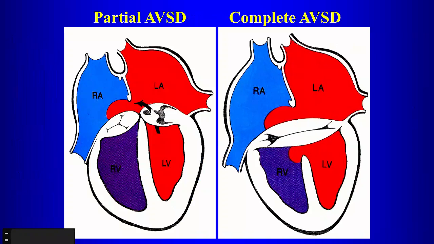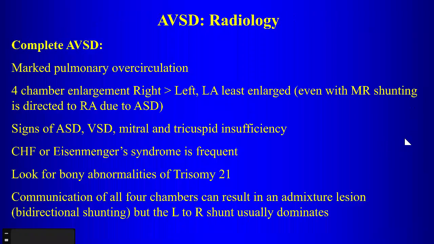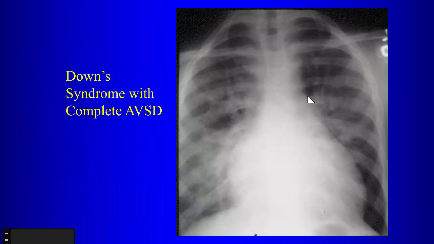Partial defects, because of the problems with the valve, can be associated with mitral regurg. Again, that gets out into the weeds, but just be able to recognize the complete endocardial cushion defect. With the complete defects, there's marked pulmonary overcirculation. Patients can develop CHF or Eisenmenger's, and bony anomalies, of course, are also associated with trisomy 21. Sometimes, because of communication of all four chambers, you can actually get an admixture lesion where they might also have cyanosis with bidirectional shunting instead of just left to right shunting.